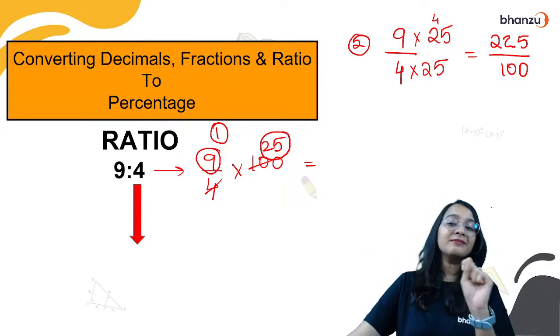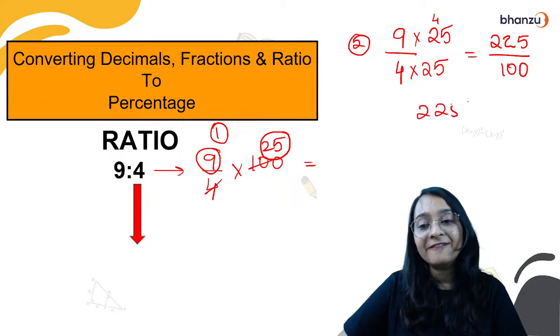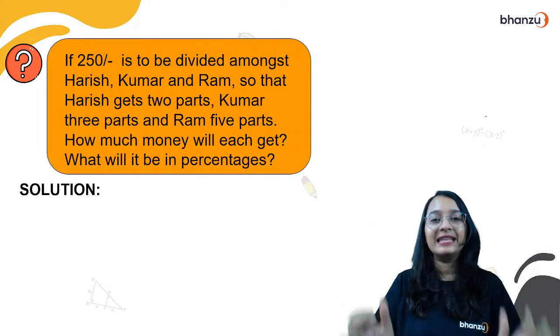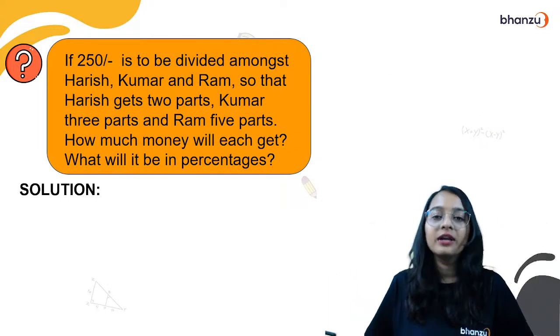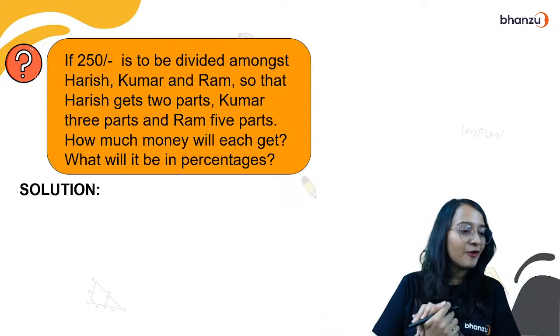Now you must be wondering, ma'am, it is 225 by 100. Can we write it as 225%? Yes. Your percent can be greater than 100 also. That's nowhere wrong. Okay. Now let's move forward.